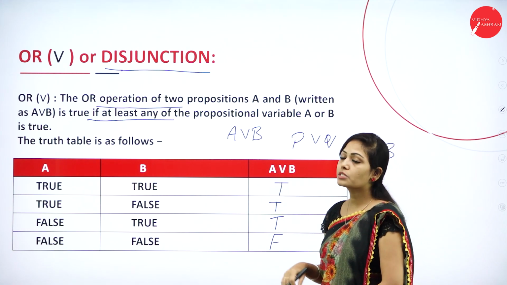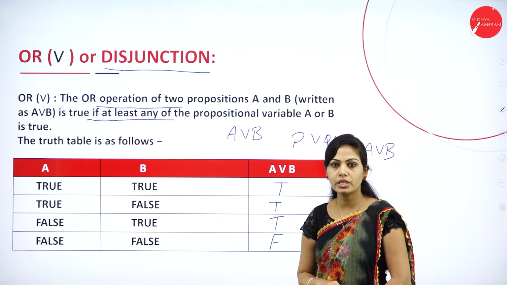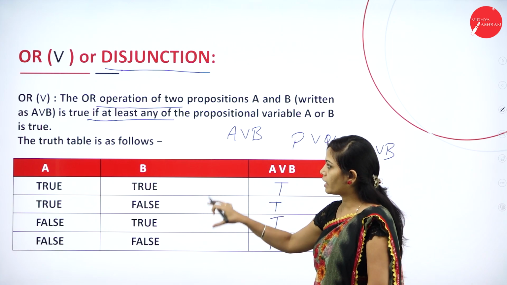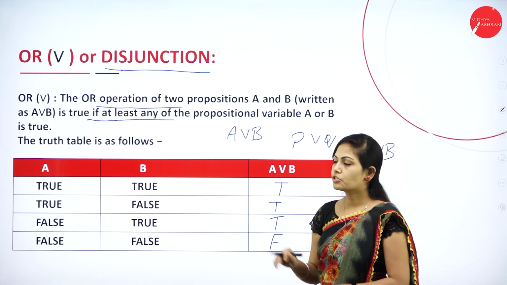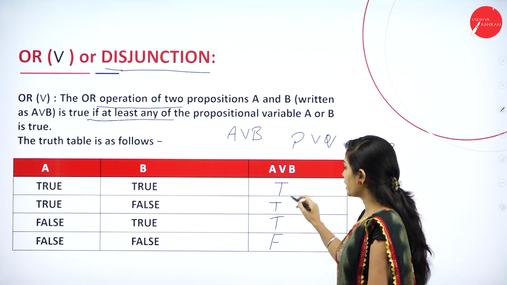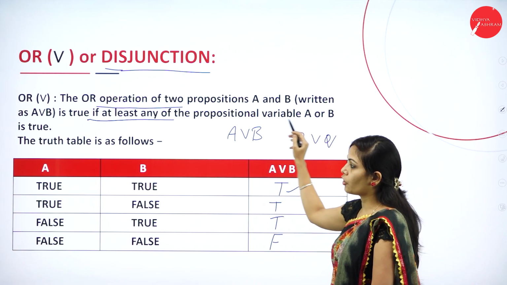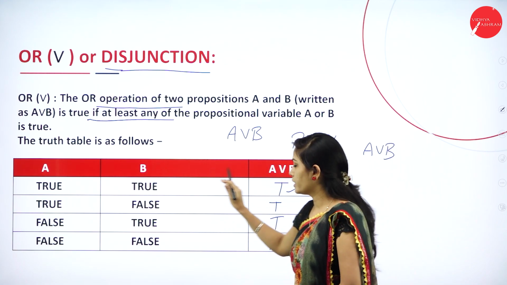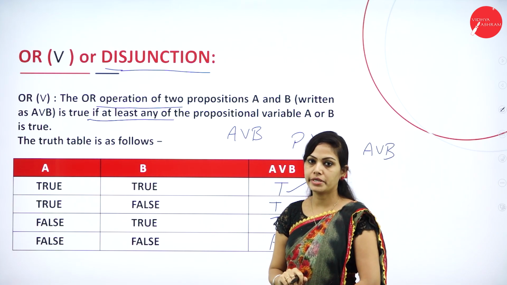You can expect this question for 4 marks: what is disjunction, and write the truth values for disjunction. So you can write this truth value, definition and operator symbol. This is about your OR operator. That means the statement is true if at least one of the propositional variables A or B is true.